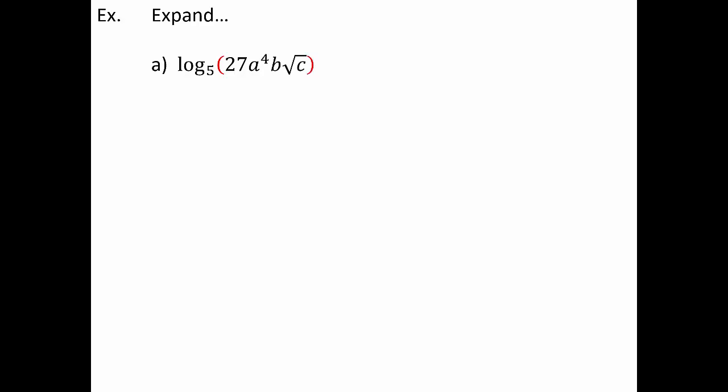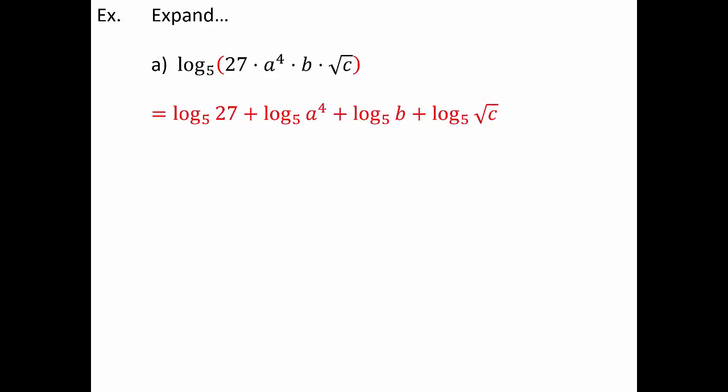Notice it's not 27 a to the fourth times b times root c. It's 27 times a to the fourth times b times root c. That 27 is not part of the a, it's its own separate factor. So I'm going to break this into 4 separate logarithms. All of them should be log base 5 of 27, plus log base 5 of a to the fourth, plus log base 5 of b, plus log base 5 of square root of c.